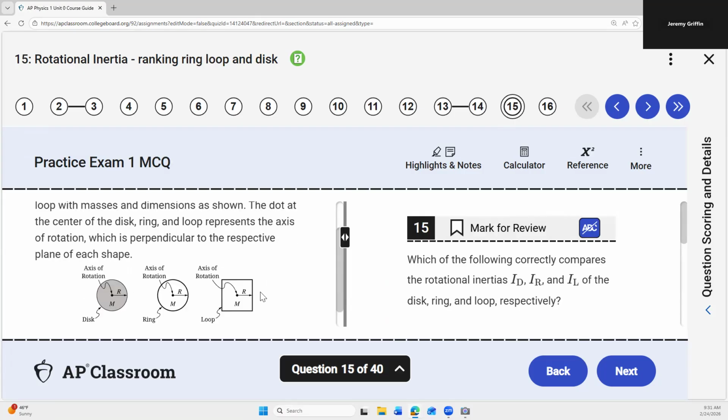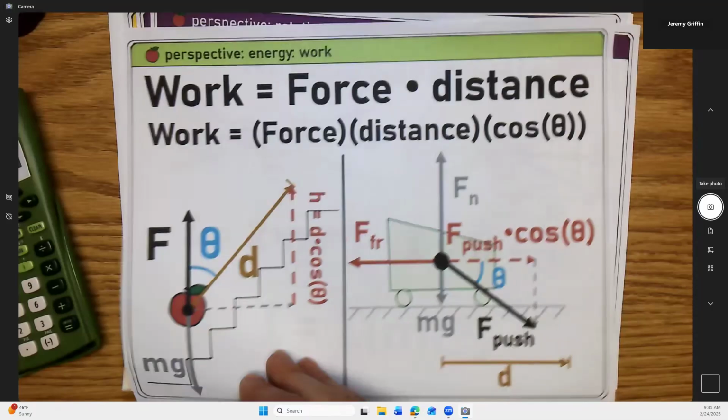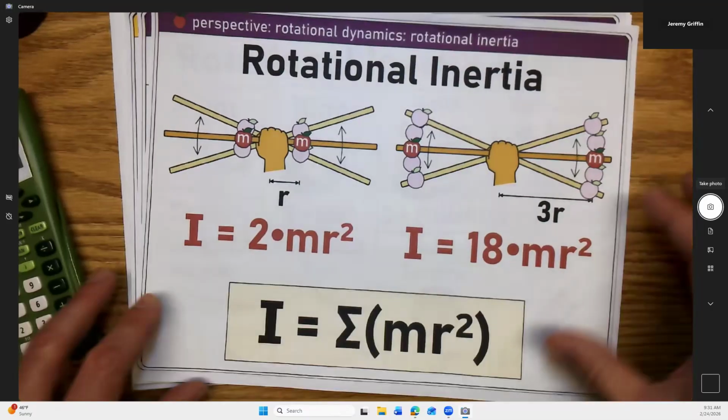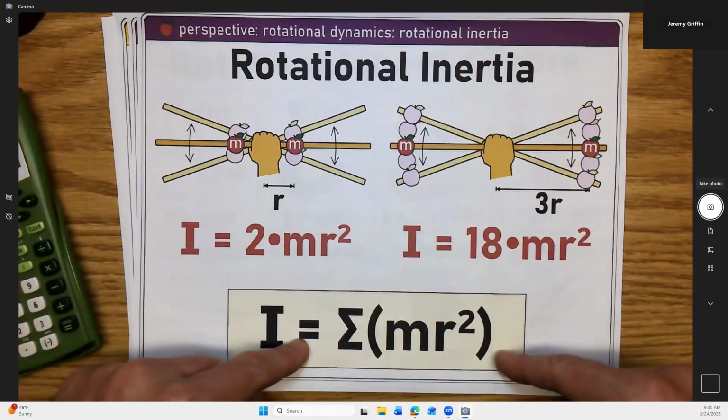Okay, I think they're all equal mass and comparable radius size. This is going to be a rotational inertia question, probably. The dot at the center represents the axis of rotation. Which of the following? Oh, yeah, there it is. Rotational inertias. Yeah, that's what I was looking for. Okay. So, something about rotational inertia. I remember, for a point mass, it could be mr squared. If you have a bunch of points, you can add them all up, mr squared.